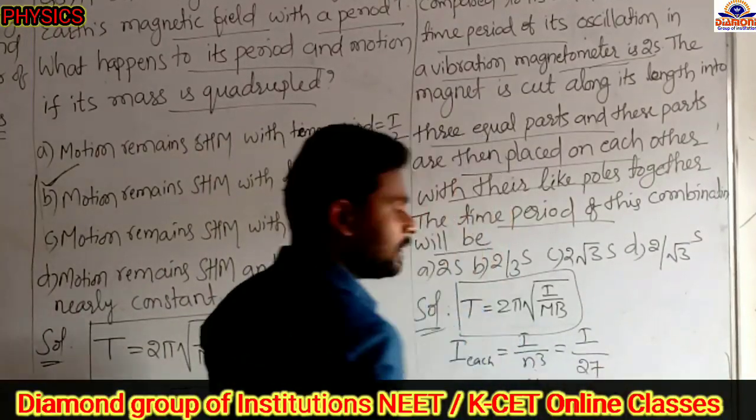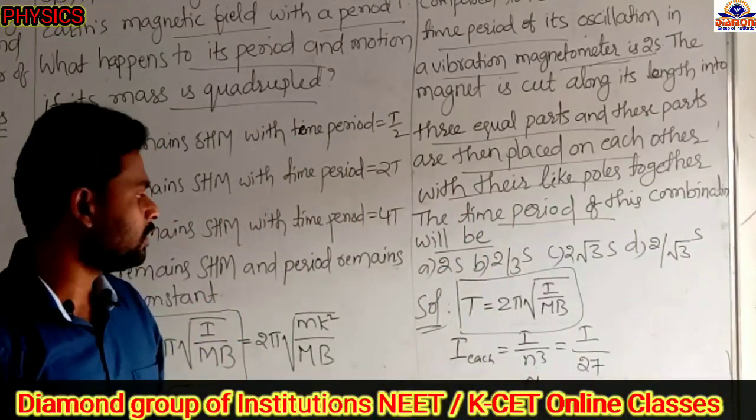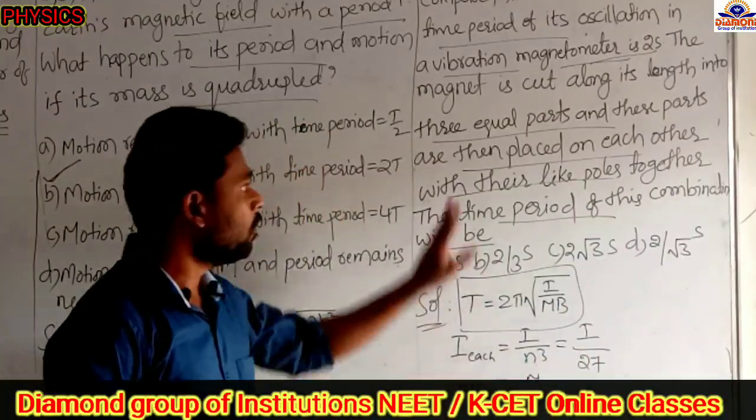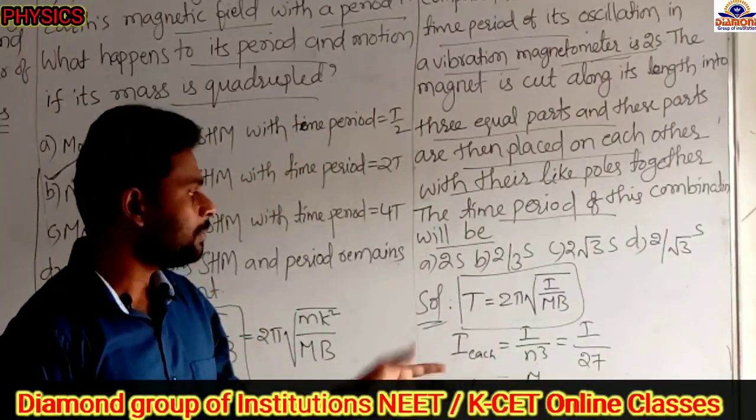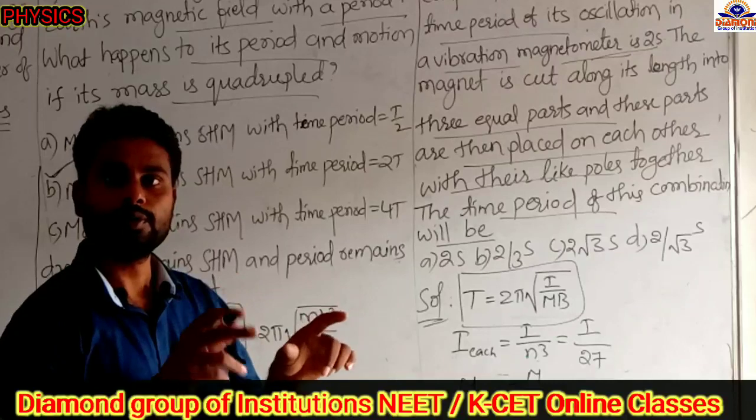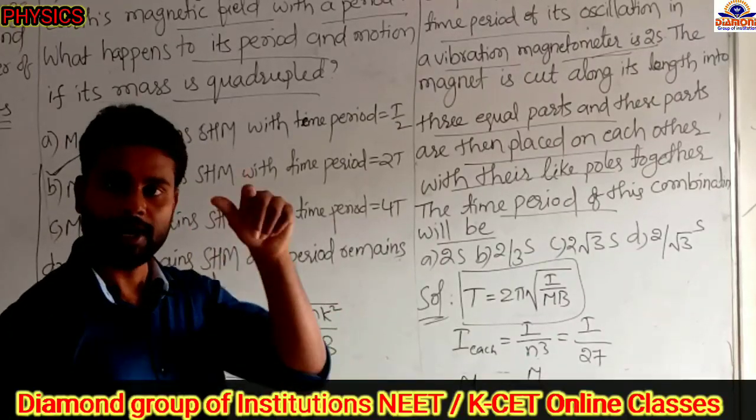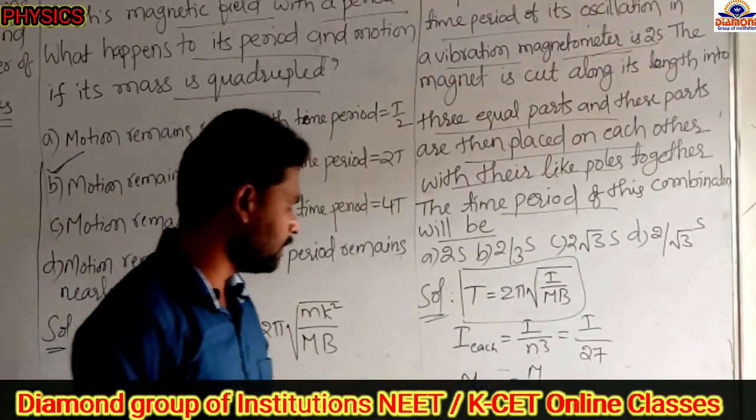That means the moment of inertia of each part equals I by 27. How many parts are they making? 3 parts. The moment of inertia of 3 parts is 3 into I by 27, so it will become I by 9. Okay, remember that point also.